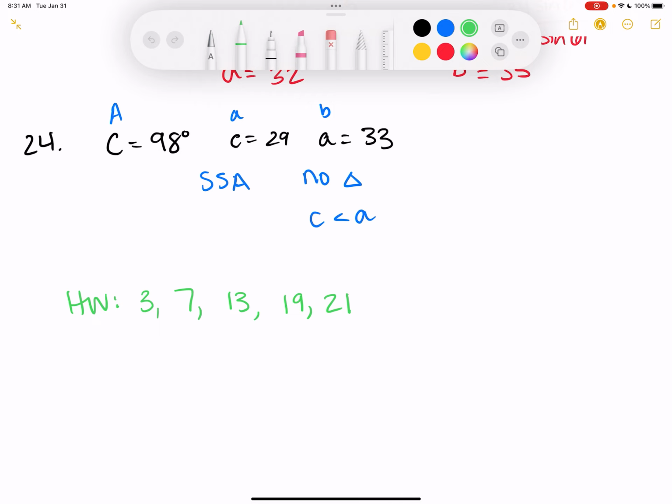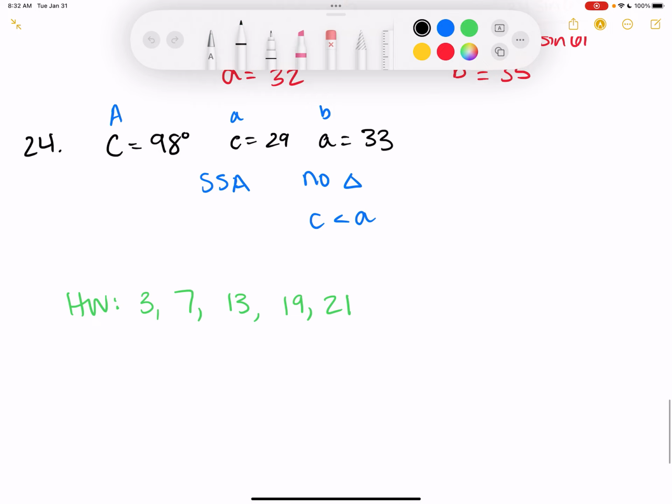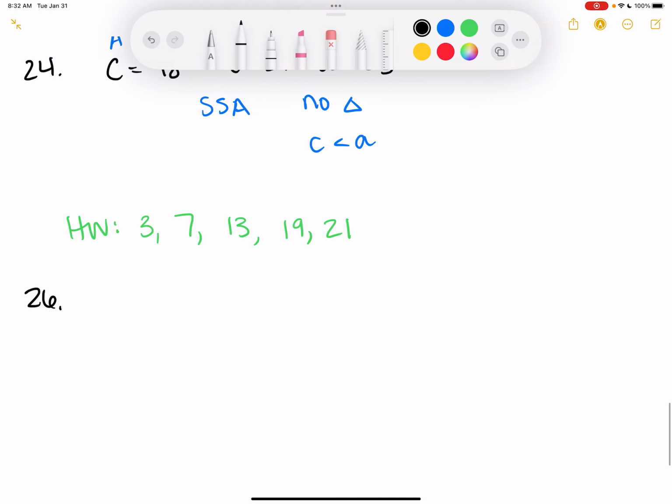So we're going to start out with one. I'm going to go ahead and tell you it will be two triangles, but we're going to show why when we do it. So it's number 26. Angle B is 21 degrees. Side B is 17 and side C is 32.